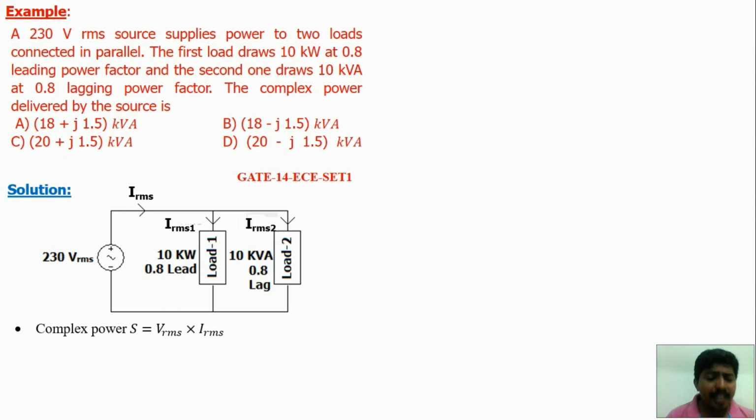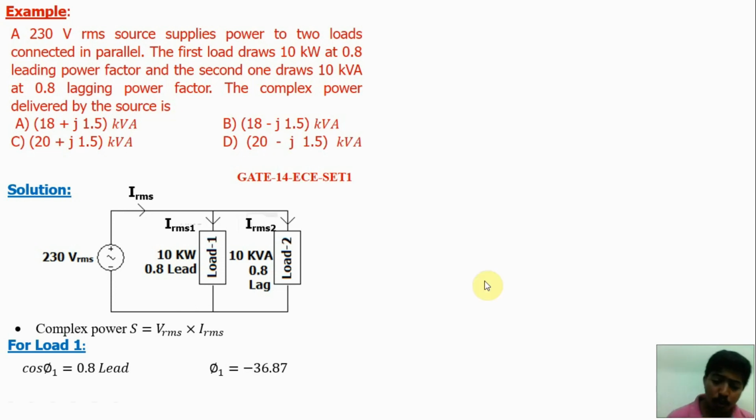So, for calculating the Irms, we need Irms 1 and Irms 2. First we find the Irms 1 for load 1. A 0.8 leading power factor is given. So the power factor cos phi is equal to 0.8 leading. From that we can find the phi 1 value. Phi 1 is equal to cos inverse of 0.8. We will get the answer 36.87.